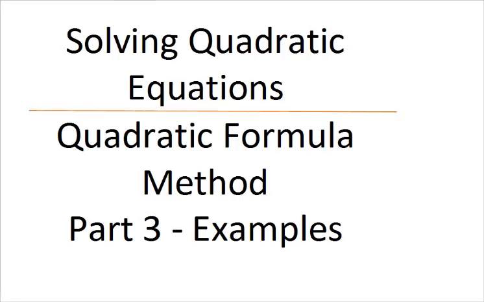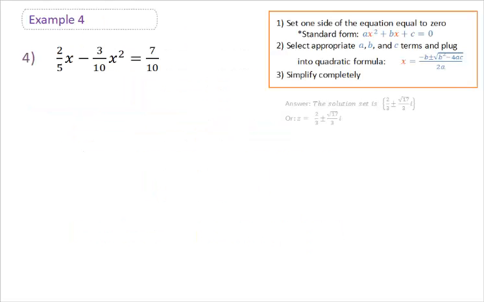Solving quadratic equations using the quadratic formula method, part 3. In this video, I just have one more example that I would like to show you, and that is example 4. 2/5 x minus 3/10 x squared is equal to 7/10.